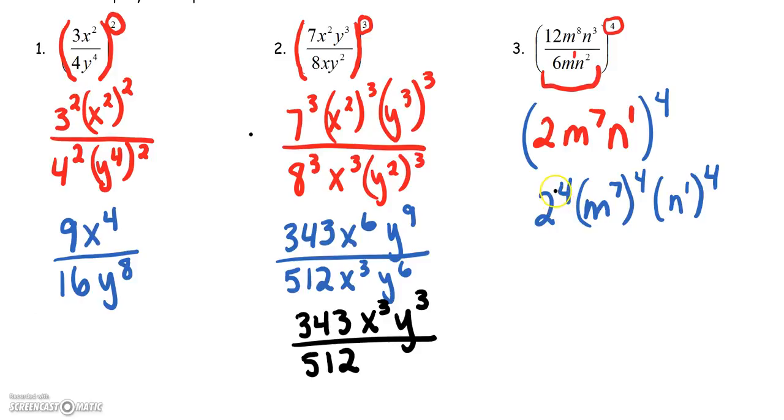2 to the 4th is 16. And then we have some exponents to exponents. So m to the 7th to the 4th, exponent to exponent means multiply. So m, 7 times 4 is m to the 28th. And finally, n to the 1st to the 4th, exponent to exponent, multiply those together to get n to the 1 times 4, which is n to the 4th. And that's our answer for number 3.